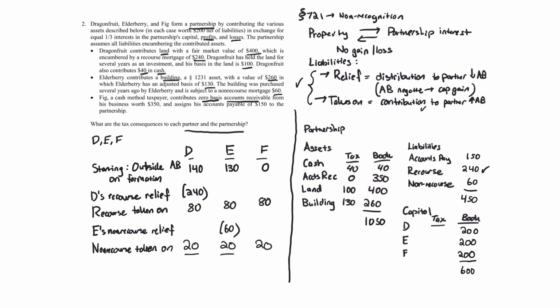So we go ahead and we sum these items together. For D, we're going to get 0. For E, we're going to get 170.